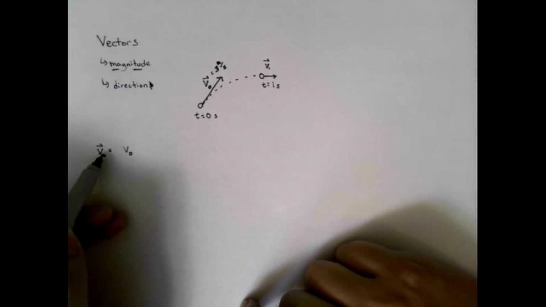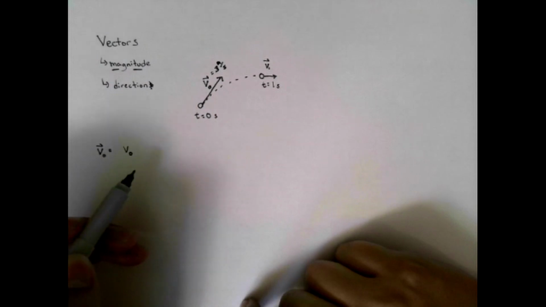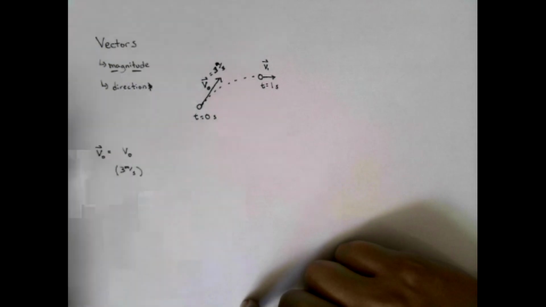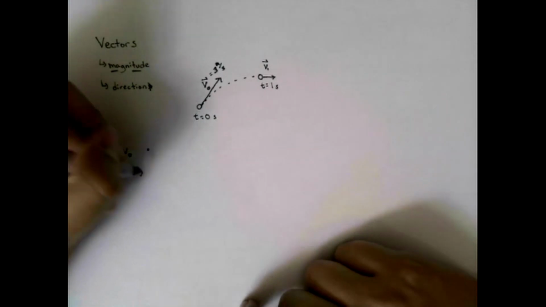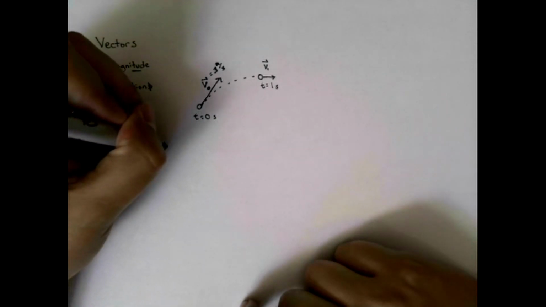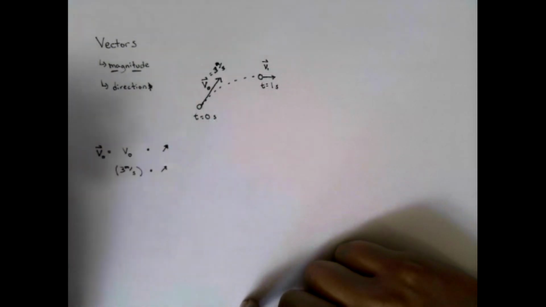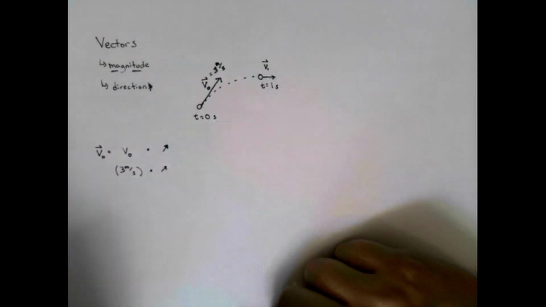So V naught, the vector, I see it as equal to 3 meters per second, right? But that's just a scalar. We need a direction. So times an arrow that points in that direction. That's the way I look at it. And that arrow is your theta, right?